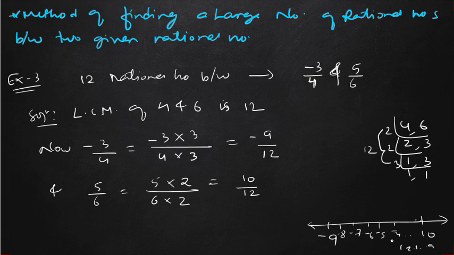Okay, so clearly go through example number 4 and example number 5. So this will be your homework. So read it properly. Okay, so next we will solve exercise 1D, page number 23. So the first question is: find a rational number between each of the following pairs of numbers.